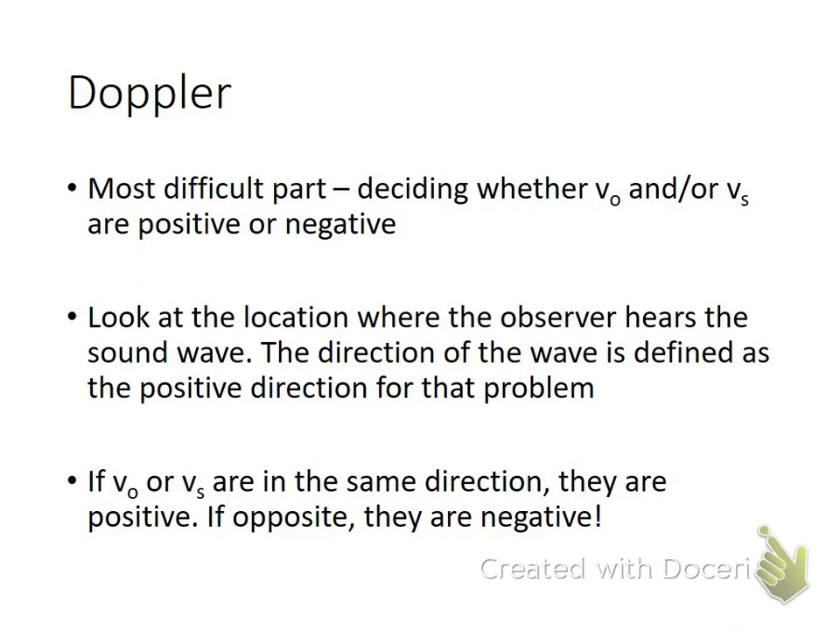The hardest part is figuring out whether VO and VS are positive or negative, so draw yourself a picture of the situation, look at the direction the wave is traveling when the observer hears it. That direction will be defined as the positive direction. If VO and VS are in the same direction as that wave, they are considered positive numbers. If they are in the opposite direction of that wave, they are considered negative numbers.